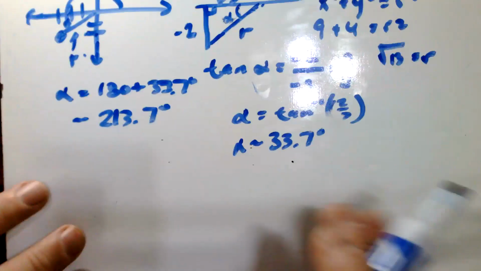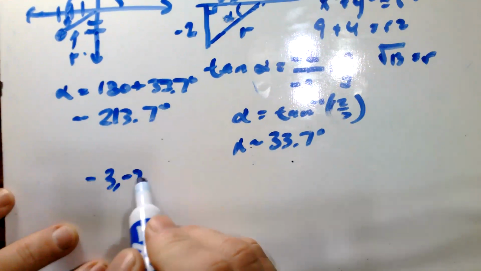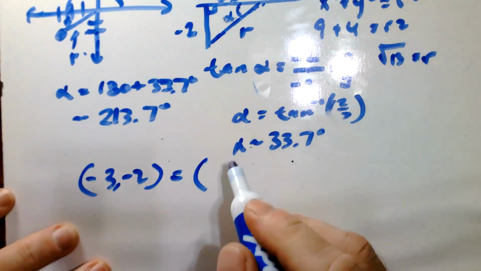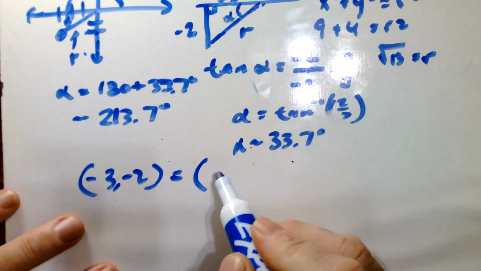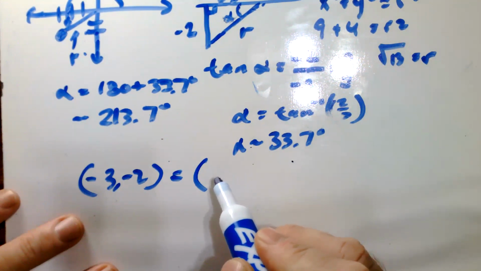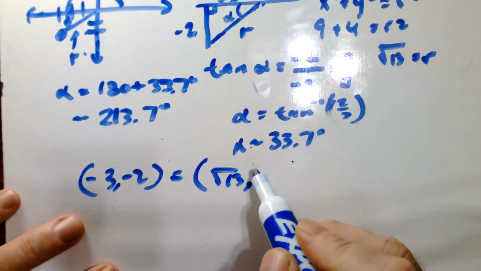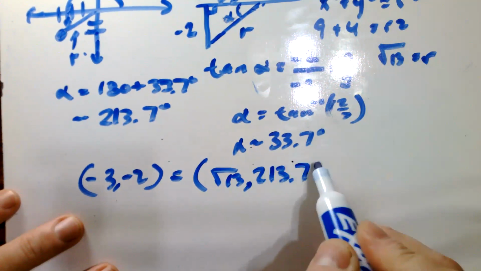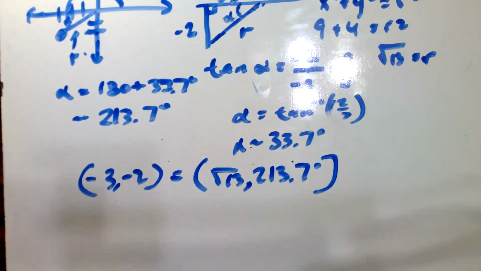And so finally then (-3, -2) written in polar coordinates would be written as square root of 13 and 213.7 degrees. Okay. All right, I hope that was helpful. And I'll see you in the next video.